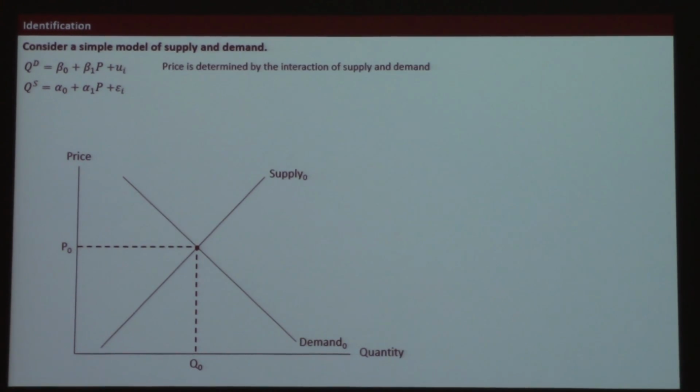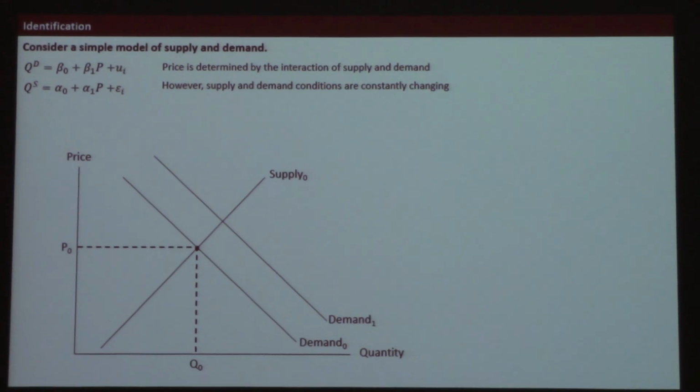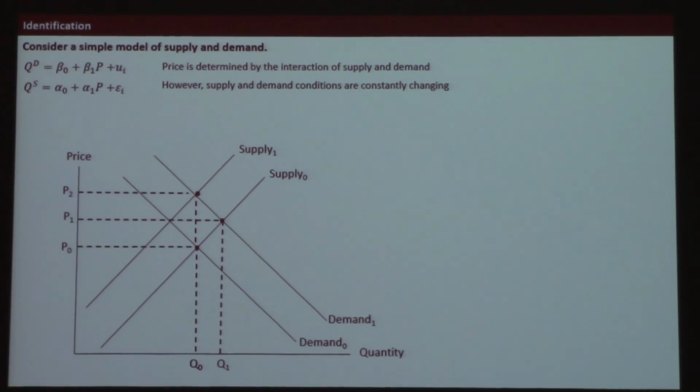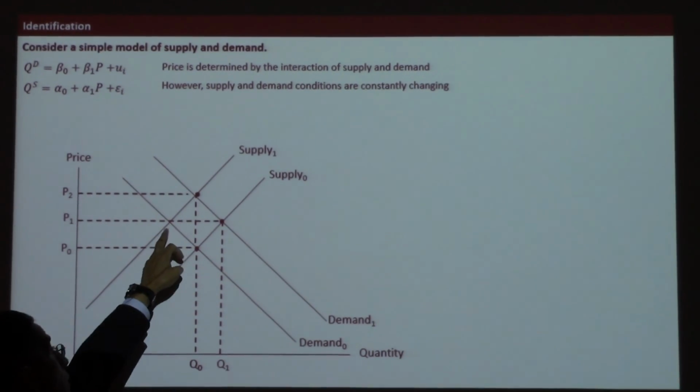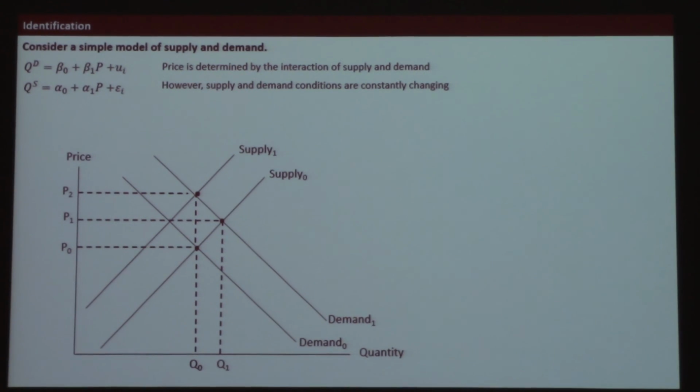We're going to have shifters. We know price is determined in the market by the interaction of supply and demand, but supply and demand conditions are constantly changing. Here's a shift in demand, and here's a new equilibrium price and quantity. Here's a shift in supply, and here's a new equilibrium price and quantity. Another one could be S1 and D0, which would intersect there. So let's just put that one in there.